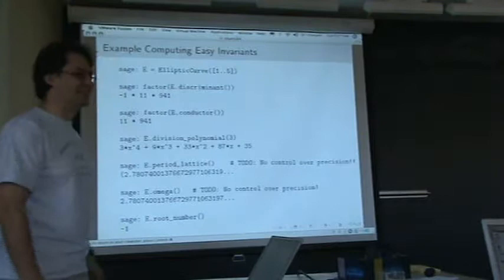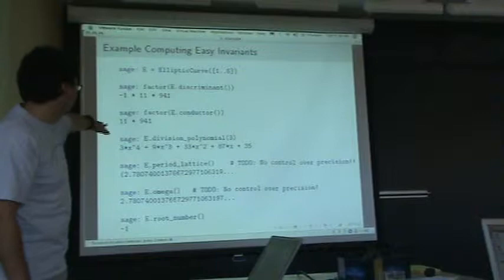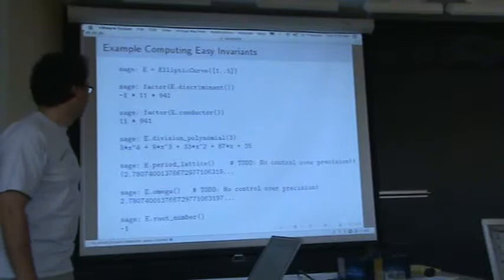So here are some examples of computing the things on the previous slide. You make an elliptic curve, factor the discriminant, factor the conductor, compute a division polynomial, compute a period lattice. You'll see I put a few to-dos there, which could be part of a small coding sprint.